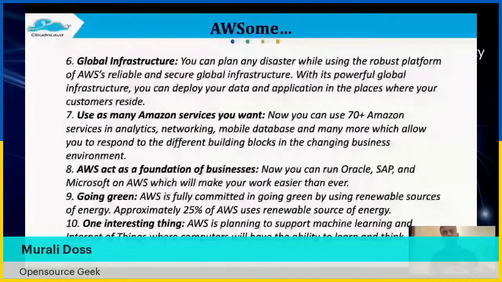So, like I said, AWS is spread across the world. It has various regions and availability zones covering all parts of the globe, so it has a huge global infrastructure. As disaster recovery, it has a robust and reliable platform, and you can use as many services as you want. You already have 70 plus services in analytics, networking, mobile, and databases.